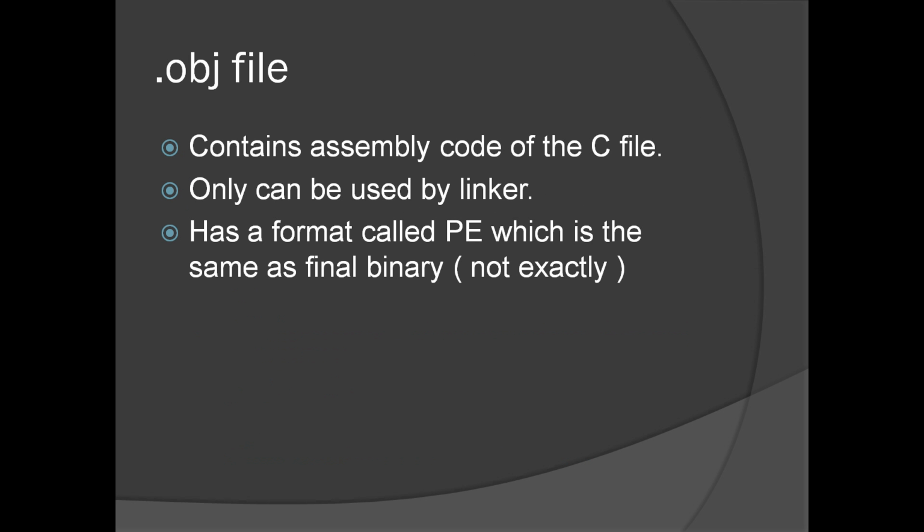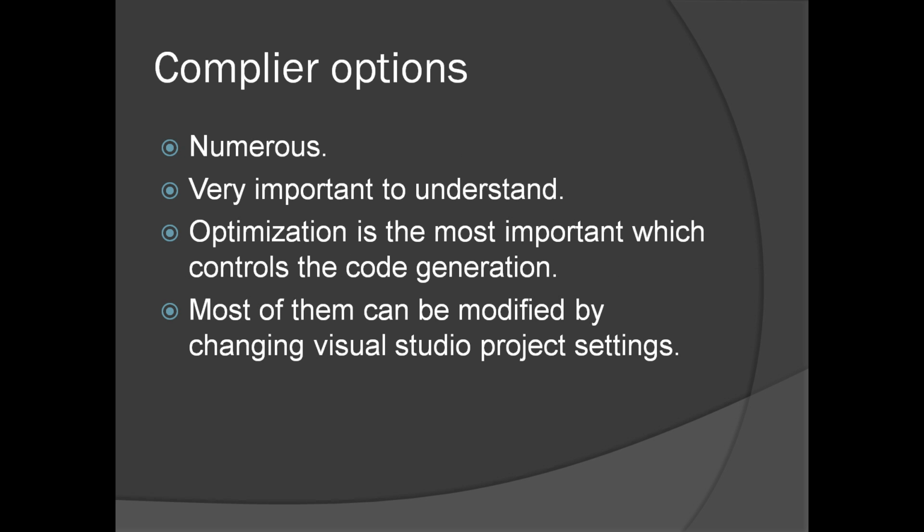A little bit about the obj file. As expected, the obj file contains the assembly code equivalent to the C file we have given. It is only understood by the linker. It has a format called portable executable, or PE format, which is similar to the final binary, but not exactly the same. It's a very famous format in Windows, which all the binaries are made of. A little bit about compiler options. Numerous options are there, all documented in MSDN. It is very important to understand most of the compiler options. Optimization is the most important, which controls the generation of code. Most of them can be modified by changing the Visual Studio project settings. We'll see that in a demo.